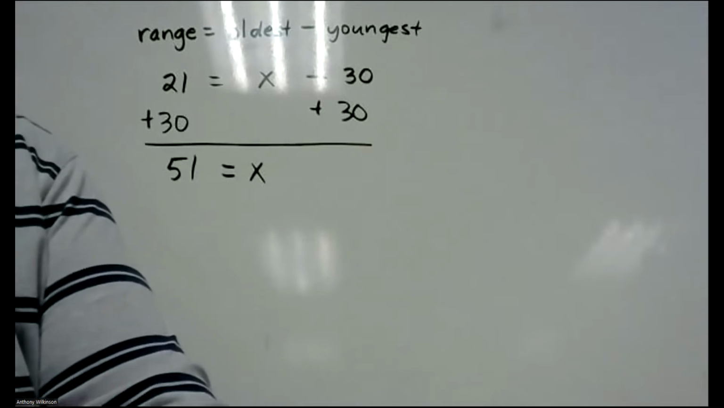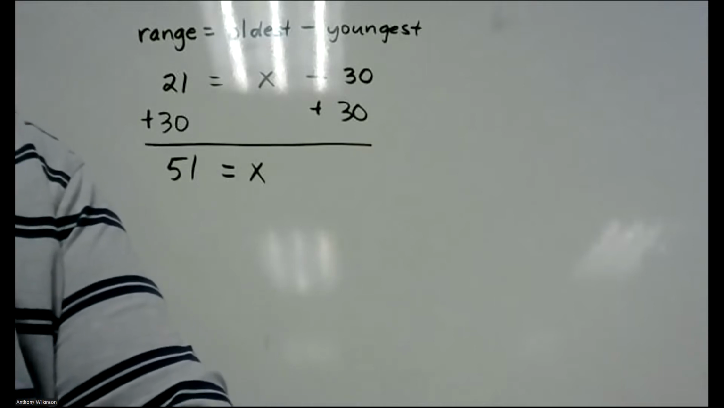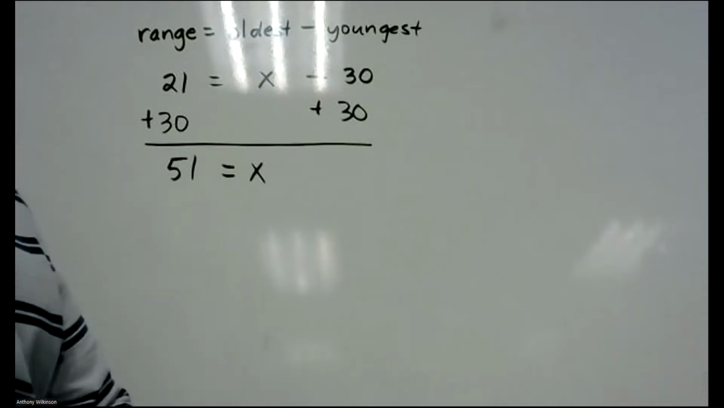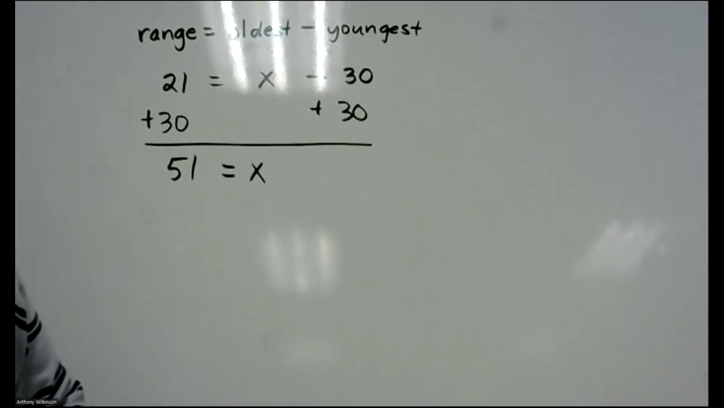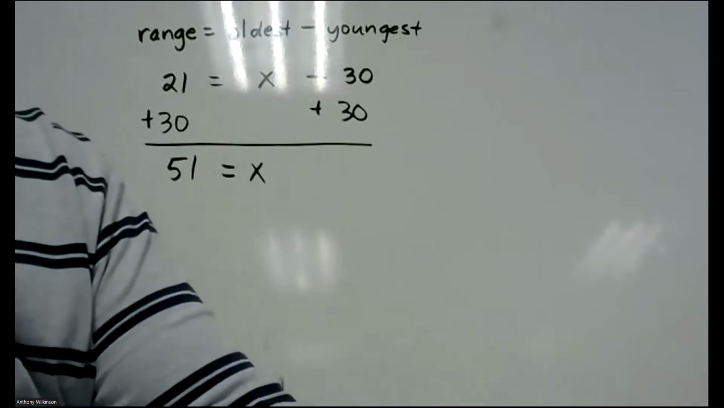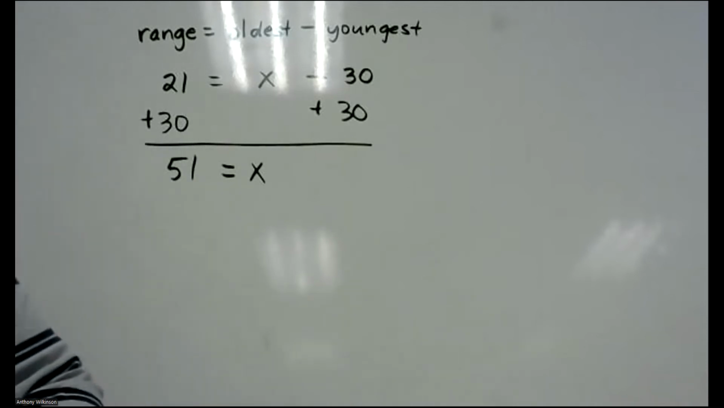Okay. So that's how we pretty much use that range formula. We can find out the youngest person in the company, or we can find the oldest person in the company. All right, questions on this? Okay.